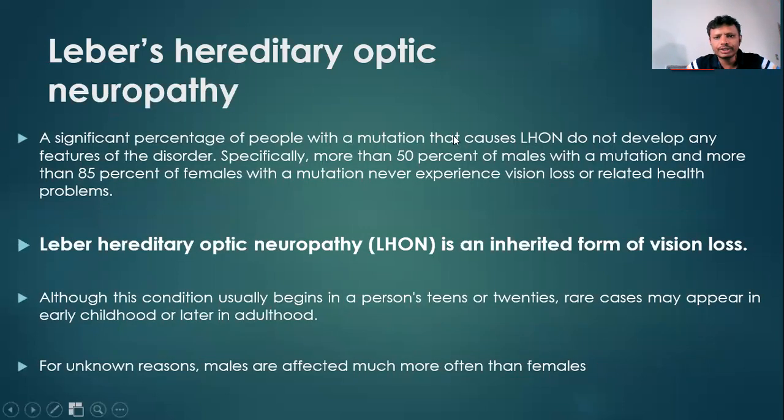A significant percent of people with a mutation that causes LHON do not develop any features of the disorder. Specifically, more than 50% of males with a mutation and more than 85% of females with a mutation never experience vision loss or related health problems. This is one benefit we have, where 50% of males can have no symptoms, and 85% of females can have no features or symptoms. For unknown reasons, males are affected much more often than females.